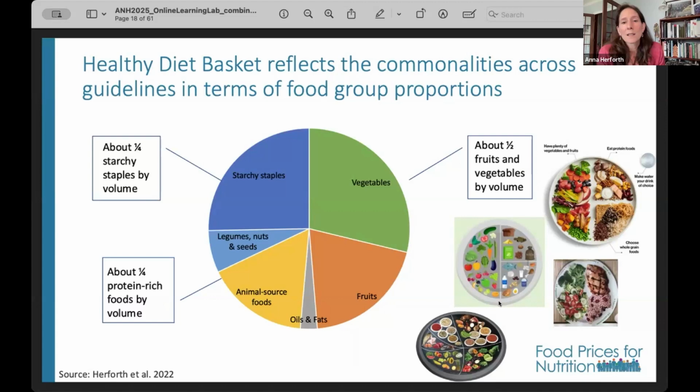And so you can see here a few countries, their food guides, the way they depict it is very similar to what we've come up with as the average of quantities that are recommended, where about half of the plate looks like fruits and vegetables, about a quarter of the plate in starchy staple foods, and about a quarter of the plate in protein-rich foods from both animal and plant sources. And then a small amount in oils, added oils and fats beyond those which are already contained in the foods themselves.